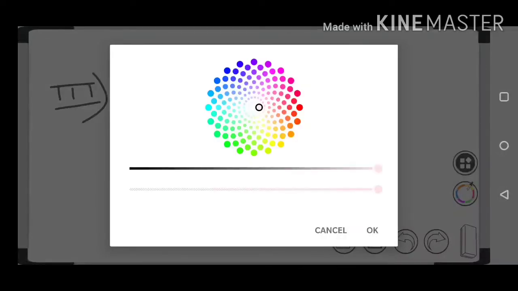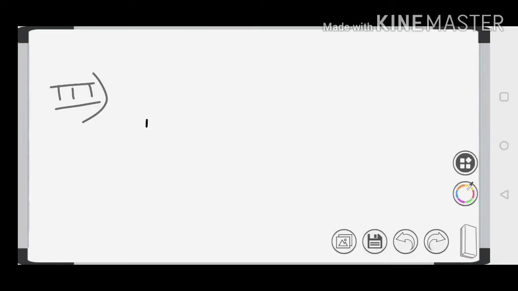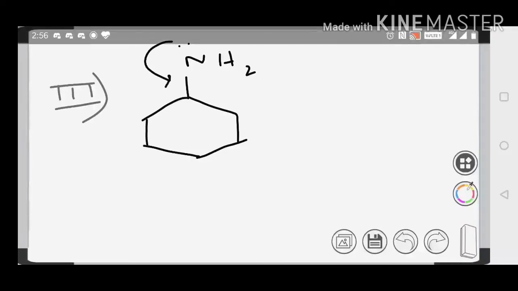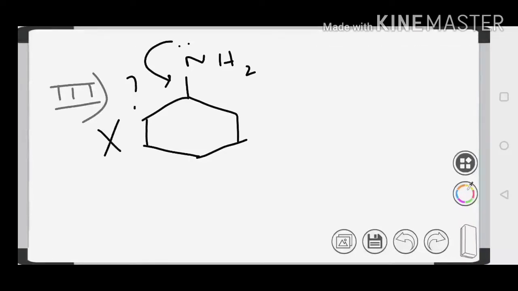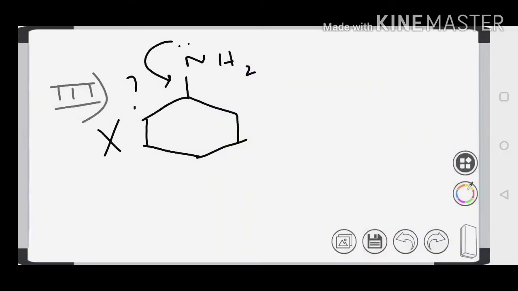Now let us see the third option. Just make it a little bit deeper. The black color, yes. Here you see this structure. Here NH2 is present, but this is not an aromatic ring. So where will the electrons be donated? There is nowhere to be donated. So the electrons which are present are fully available for donation to others only.